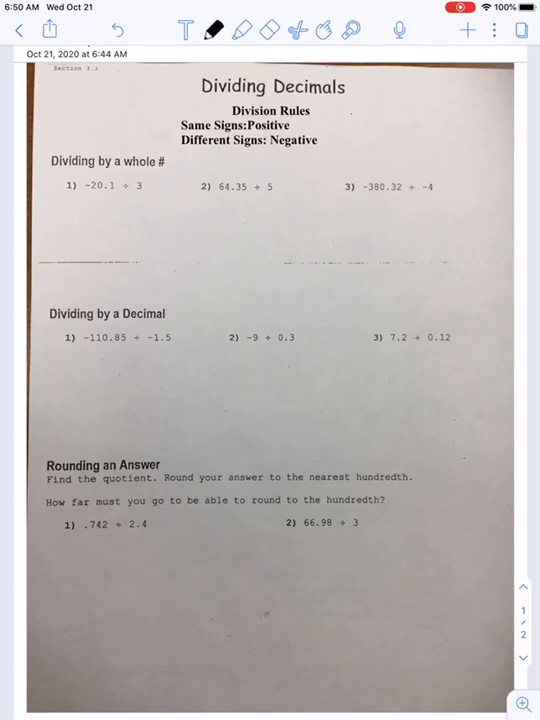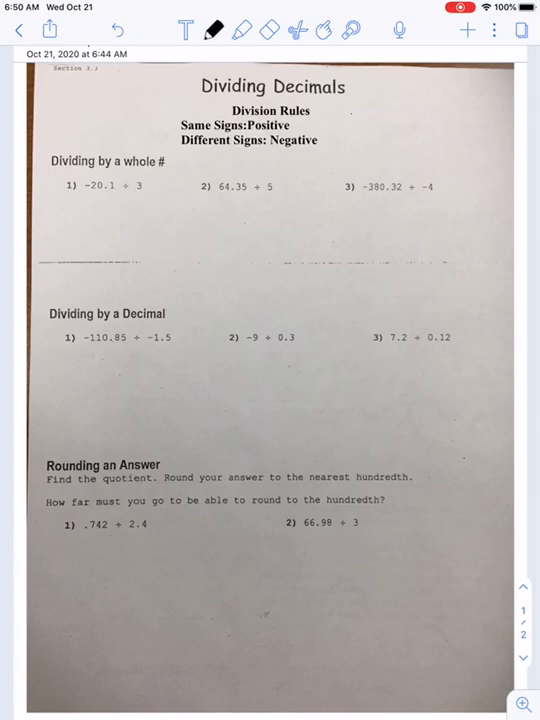Today we are going to be talking about dividing decimals. Remember, when we are dividing decimals, we need to make sure that we always check our sign. If we are dividing two numbers of the same signs, it's going to be a positive. So that is like a positive divided by a positive or a negative divided by a negative. Those would both equal a positive answer.